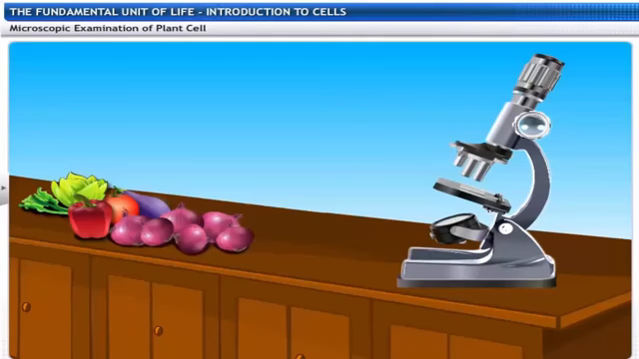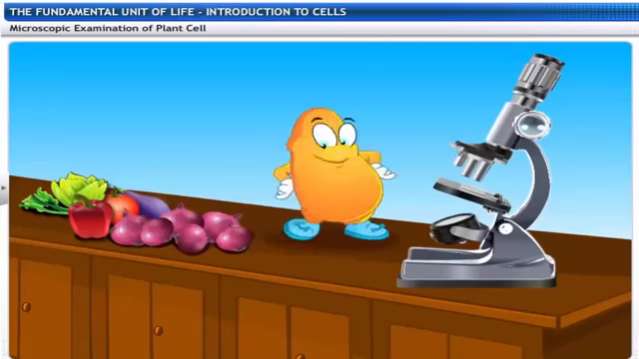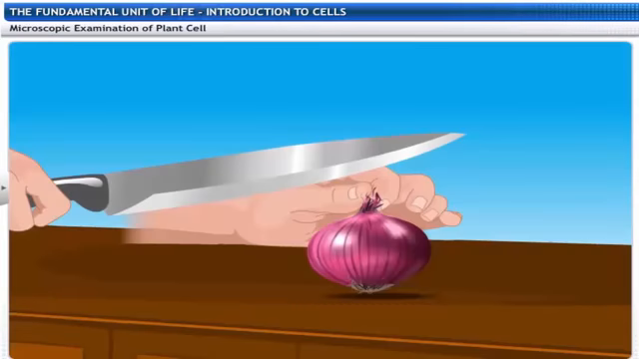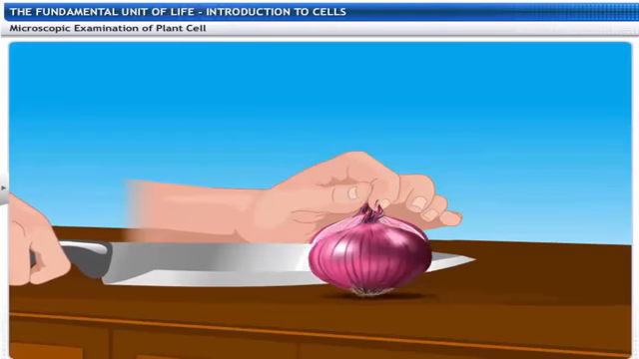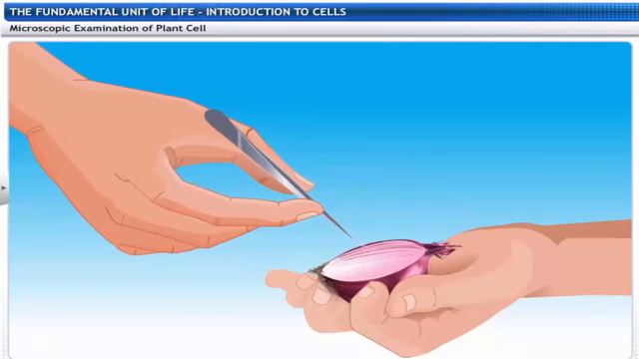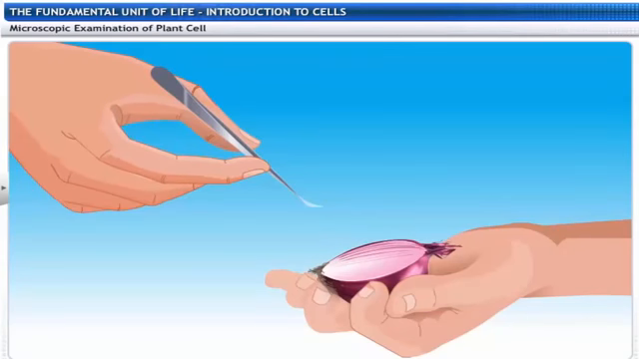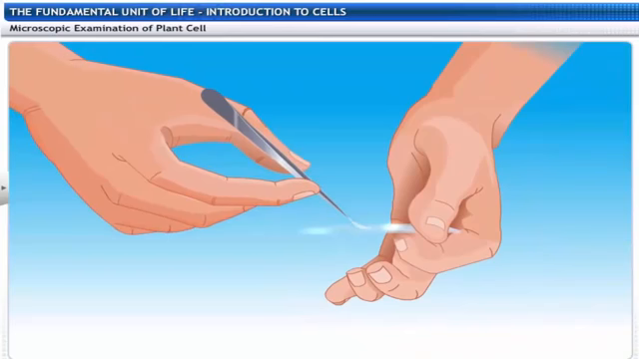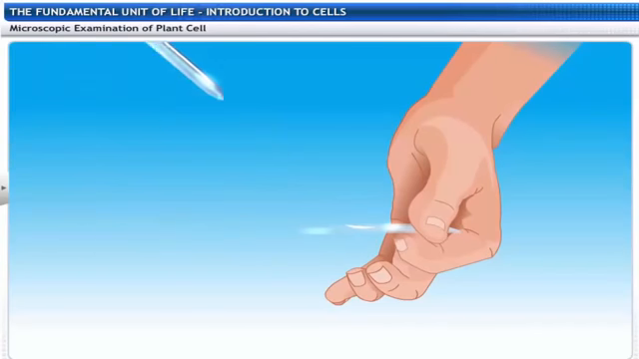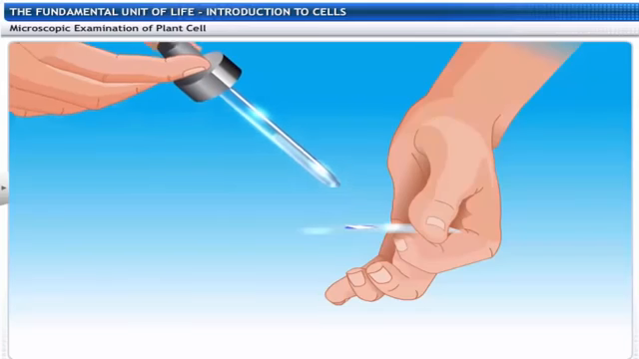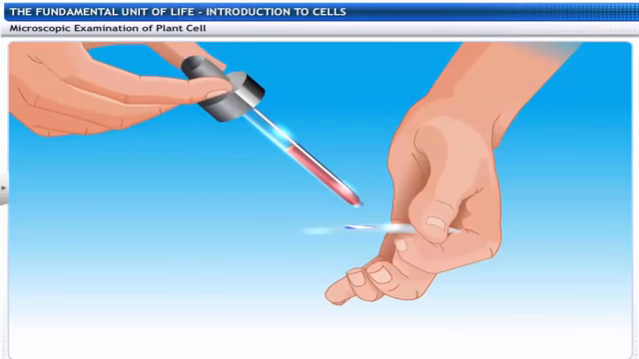Let's do a microscopic examination of a plant cell. Now, this is going to be fun. Here's an onion. We'll begin by cutting it into halves. Peel off the thin inner layer using forceps. Spread the thin peel on the glass slide. Put a drop of water on it. Add a drop of iodine solution to it.